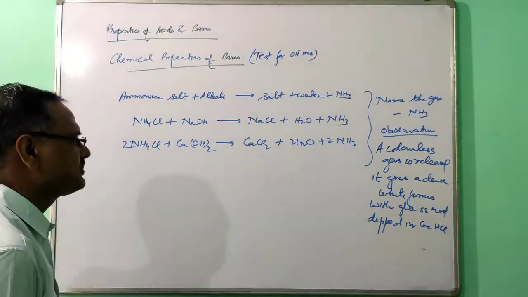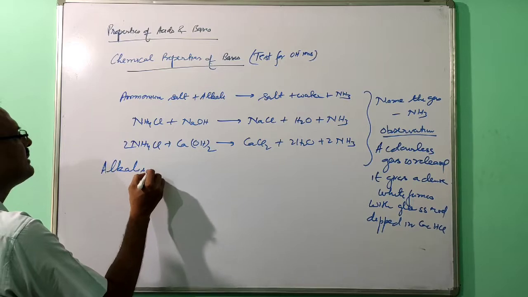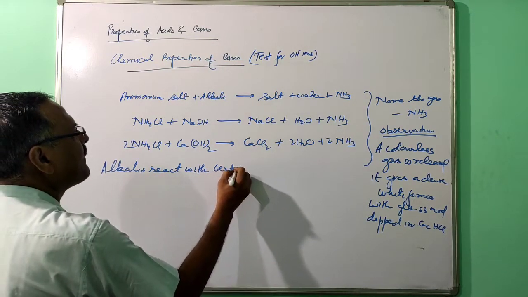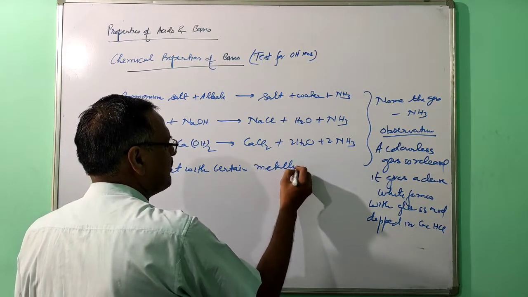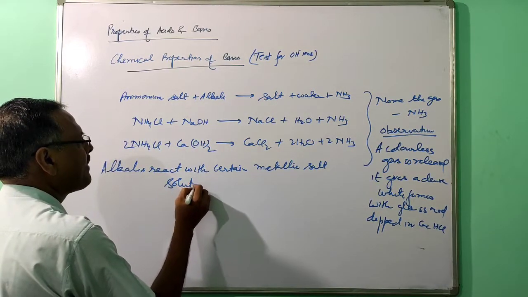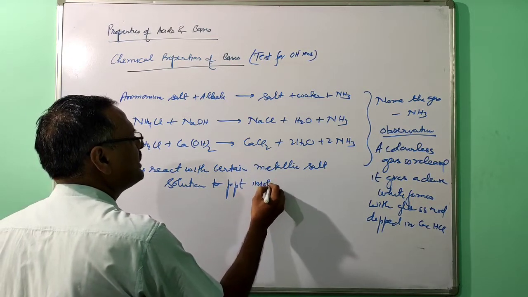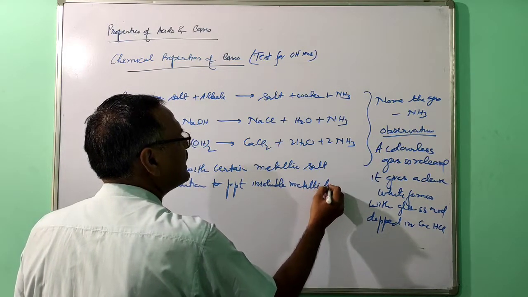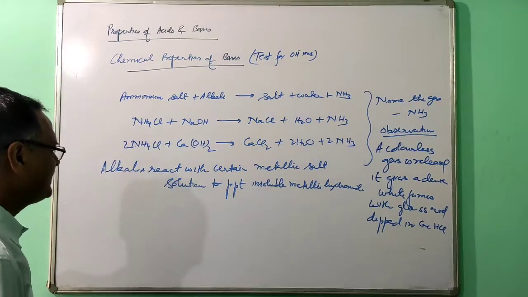Then it is given that alkalis react with certain metallic salt solutions to precipitate insoluble metallic hydroxide. So already you have studied this reaction.